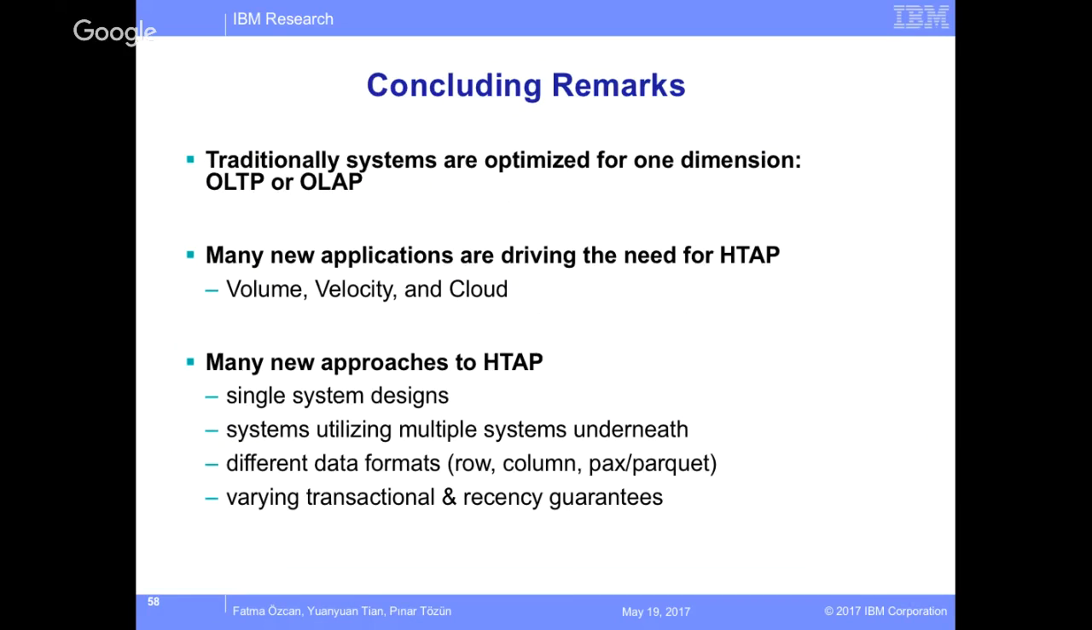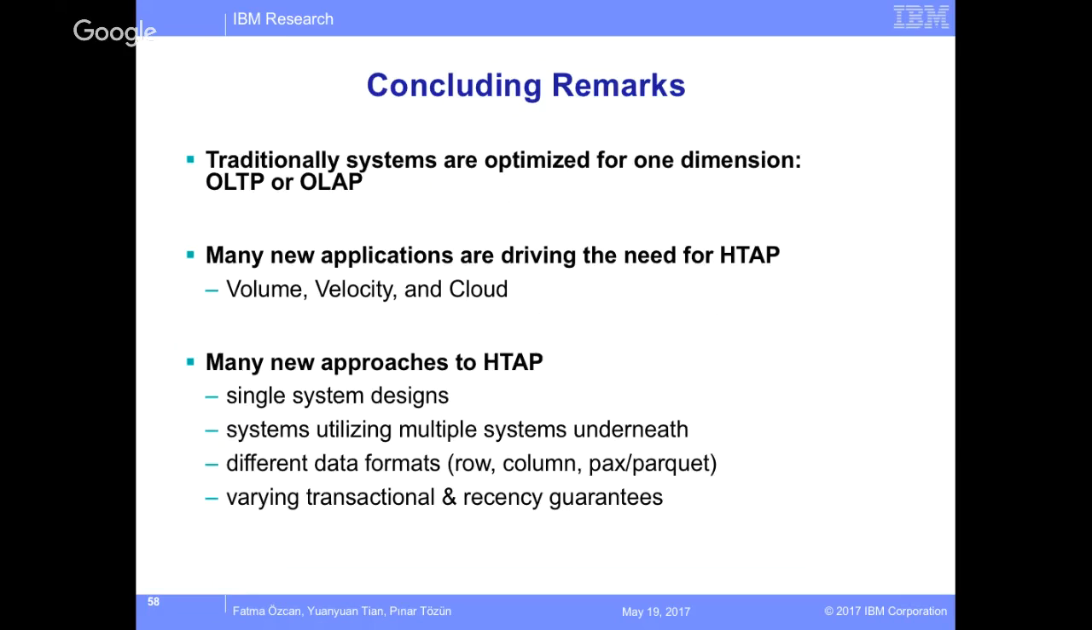And finally, just to briefly summarize what we have seen, we know that traditionally systems are optimized for one type of request, either transactional or OLAP. That's why we have all these in-memory optimized row stores and column stores. But there are many new applications that drive the need for a system that can handle both of these types of requests in a single system.